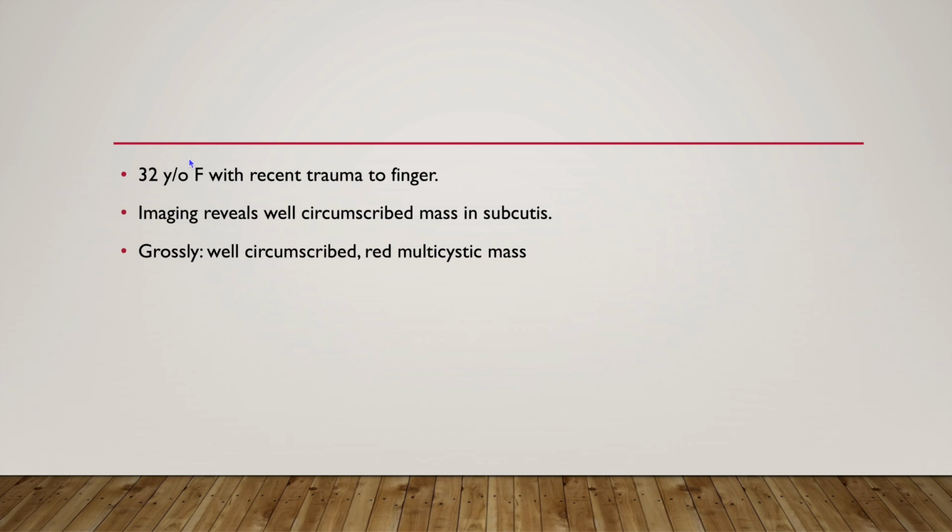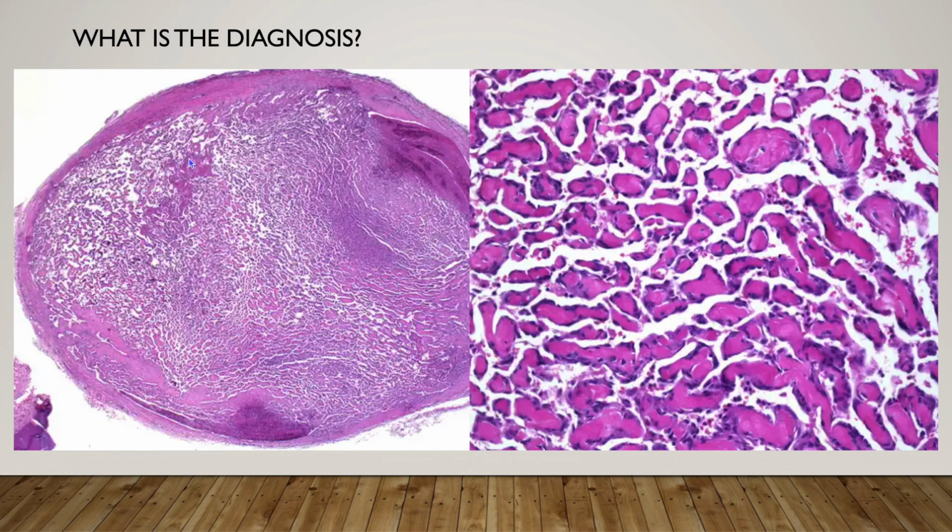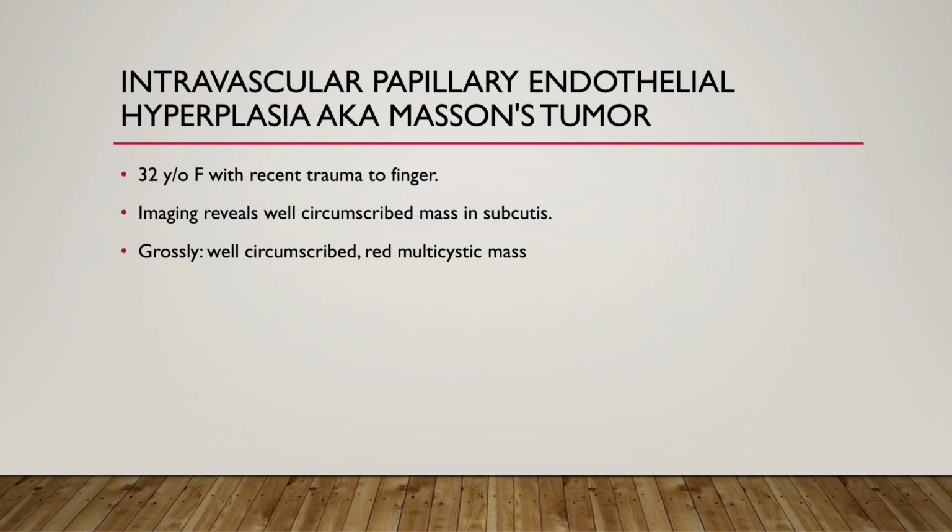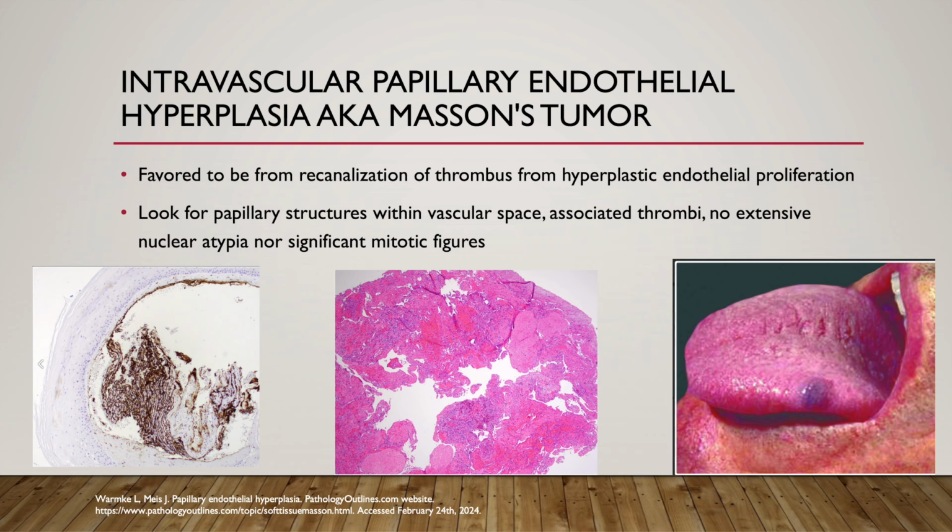Next case, you have a 32-year-old female with recent trauma to the finger. Imaging reveals a well-circumscribed mass in the subcutis, and grossly, it's a well-circumscribed red multicystic mass. Histologically, we see a papillary structure within a vascular space. It's associated with areas of fibrin thrombi, and there are endothelial cells surrounding these minute structures, and there's no atypia nor mitoses. Exactly. This is intravascular papillary endothelial hyperplasia, aka Masson's tumor, and it's favored to be from recanalization of thrombus from hyperplastic endothelial proliferation. You look for papillary structures within a vascular space. Here we see CD31 highlighting the endovascular endothelial cells.